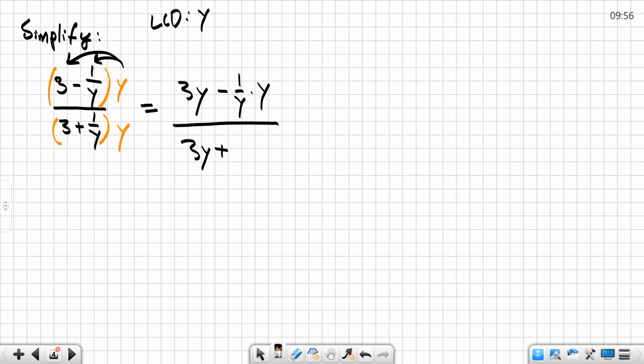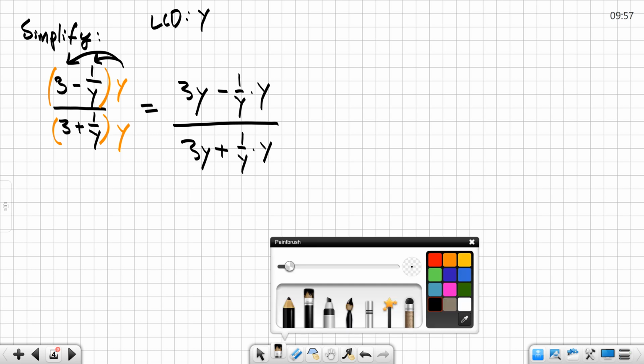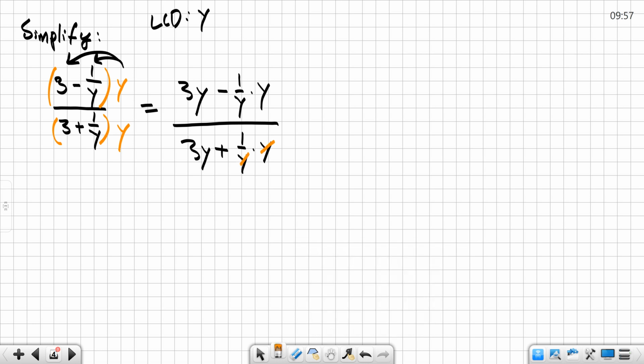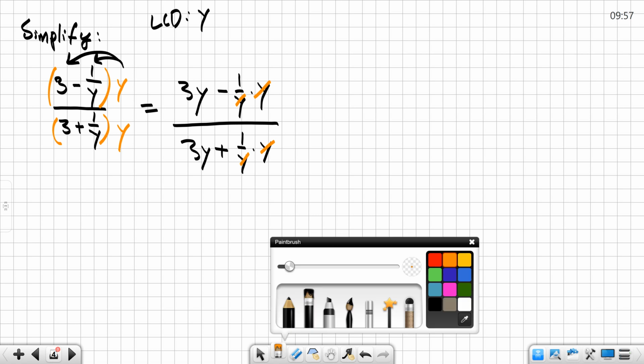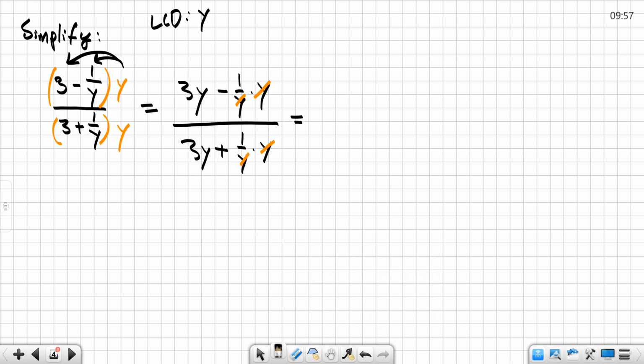3y plus 1 over y times y. This y is also going to cancel out. This is canceling out. And I'm looking at what I'm left with. 3y minus 1 divided by 3y plus 1. Now this was much shorter and simpler than the last one. This is already your answer.